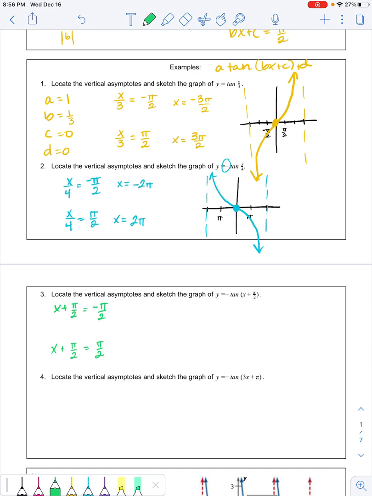So solve. So subtract pi over 2 from both sides. With the first one, we get negative 2 pi over 2, which is just negative pi. And then we get 0. So we'll go ahead and sketch this. 0 and negative pi, I should say.